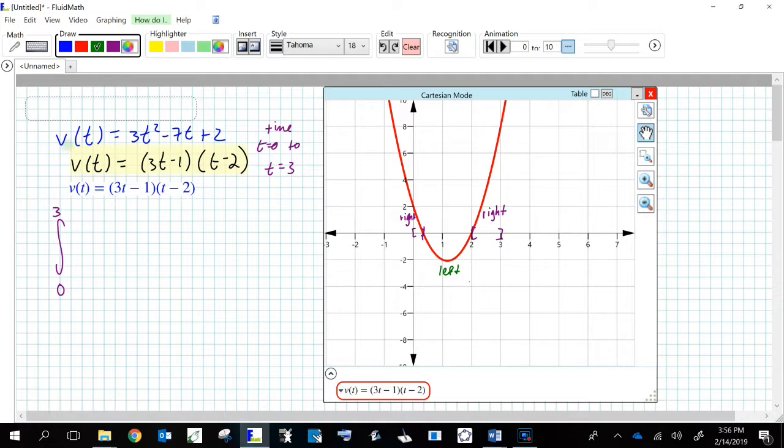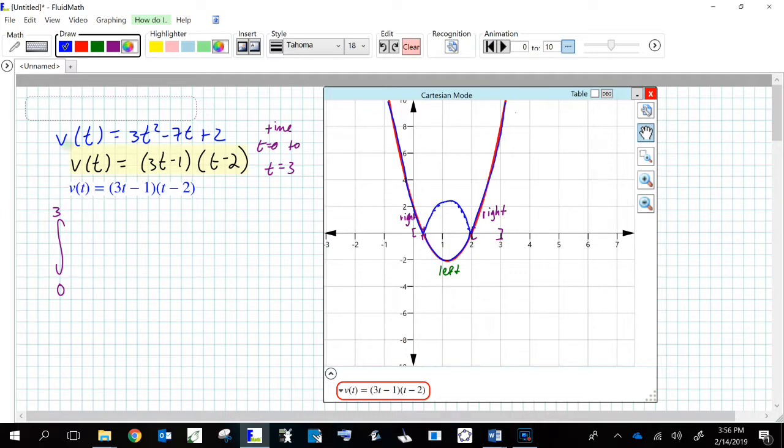And we need to consider the total distance traveled. So we're going to take the chunk that is moving right, take the other chunk where it's moving right, and then take the chunk where it's moving left and add it all together. So in effect, what we're doing is taking the absolute value of this function, which means if I take the part that's left right here, this little bit, and reflect it across the x-axis, there we go. That's the absolute value of v of t. Okay? So the absolute value of v of t is this blue graph right here.